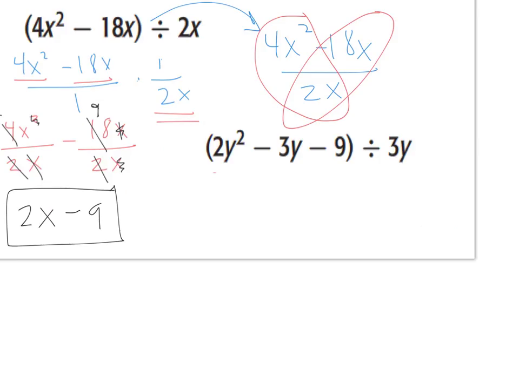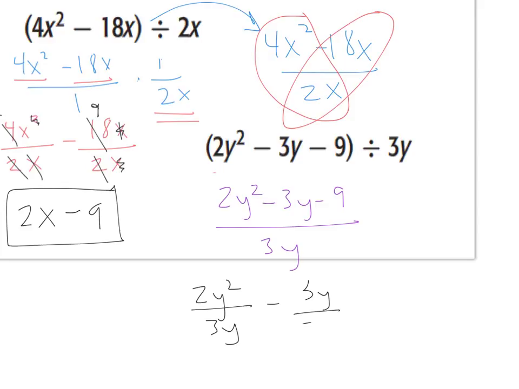Let's look at our second example, 2y squared minus 3y minus 9 divided by 3y. So here I could write 2y squared minus 3y minus 9 divided by 3y. Or I could also break it down and say 2y squared over 3y minus 3y over 3y minus 9 over 3y, and simplify here.